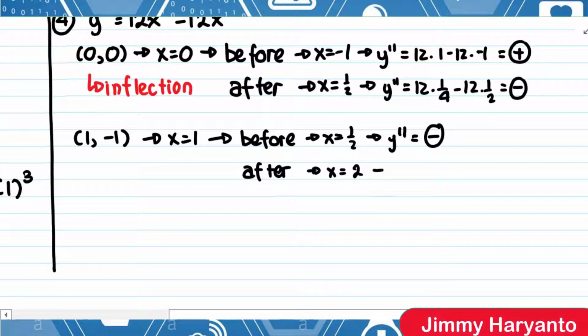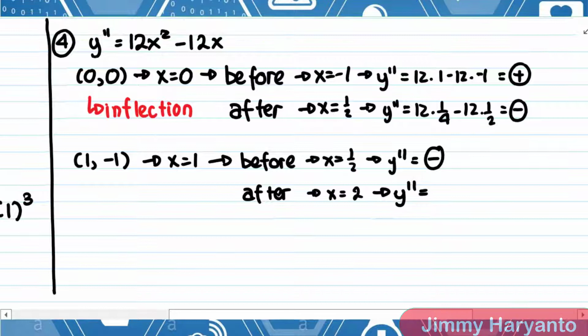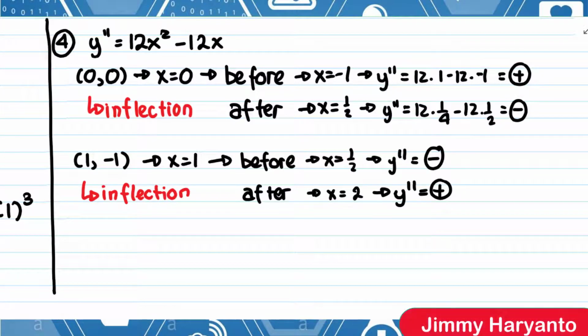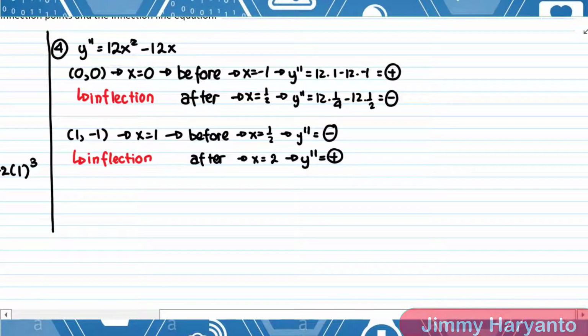So we already know for x equals half, the value of y double accent is negative, and the value of y double accent for x equals 2 will be, I think, positive. So there is a change of sign again. So this one is also an inflection point. Okay, we already know that both are inflection points. Next is to find the inflection line.